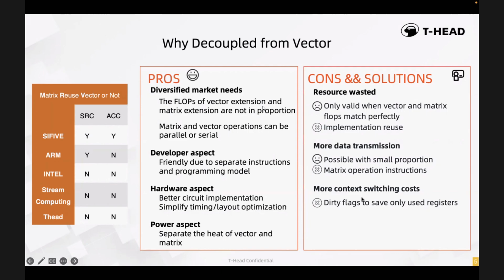Because more registers and state need to be saved and restored, the independent matrix architecture will bring more context switching cost. We have a solution to reduce the cost of context switching by introducing a dirty flag, so as to only save the used registers. Considering the attractive advantages of the decoupling architecture, our proposal will use an independent matrix processing unit without reusing vector registers. The data transfer between vector and matrix extensions will use memory operations.